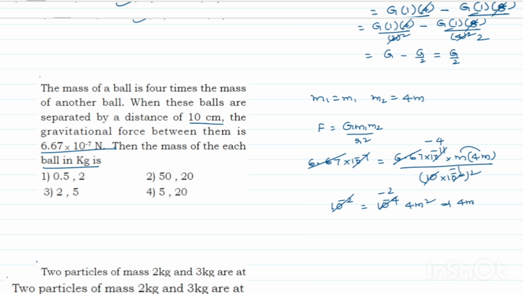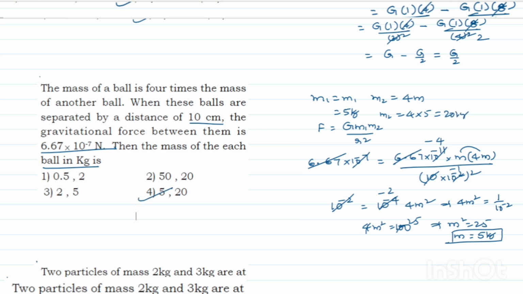Then here you will be getting 4m square, which will be equal to 1 by 10 power minus 2. And here when it comes to the numerator, it becomes 100. And 25 times it is going, then here m square equals 25, which means m value will be 5 kg. So here one value will be m equal to 5 kg, and the second will be 5 into 4, 20 kg. So mass m1 equals 5 kg, and here m2 value will be 4 into 5, that is 20 kg. So 5 and 20 kg is the correct answer.